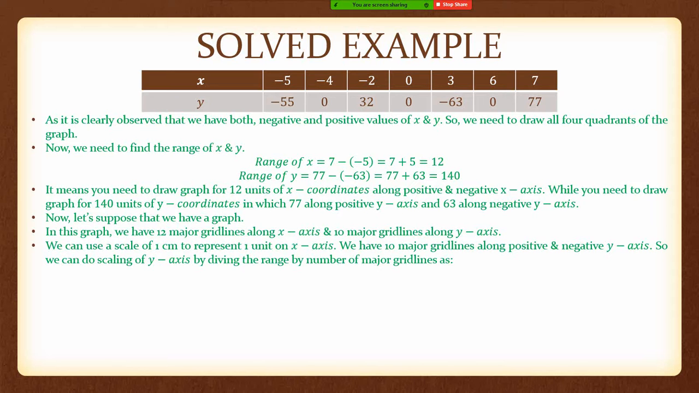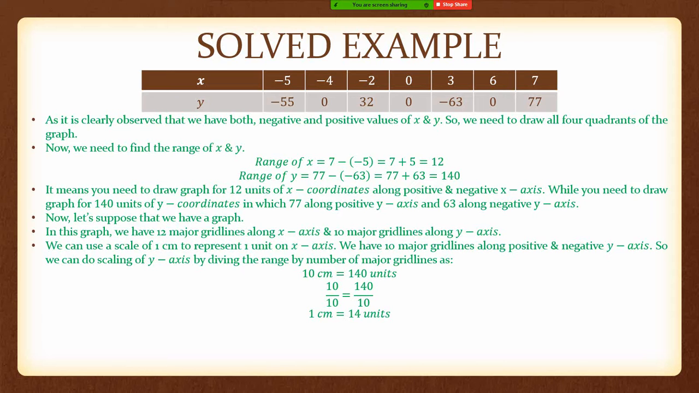The range of y is 140. The number of major grid lines you are provided with is 10. So we can divide 140 by 10. It tells me that 1 unit equals 1 centimeter, or 1 major grid line equals 14 units. It can increase our accuracy while we are plotting or drawing a graph. Okay? So now we have the scaling of the major grid lines.